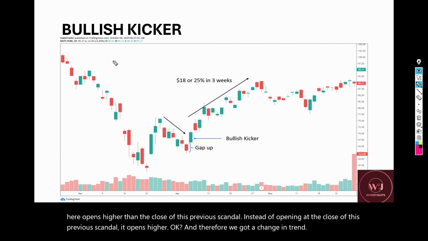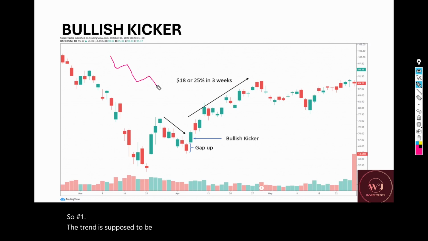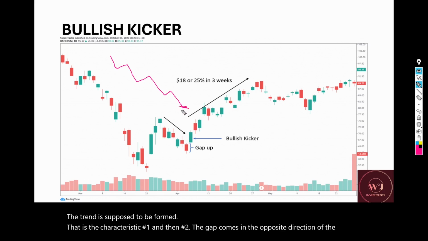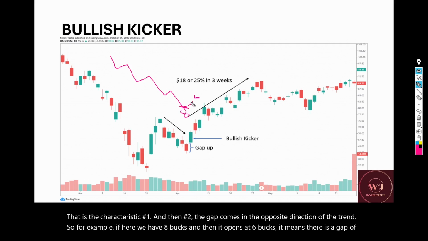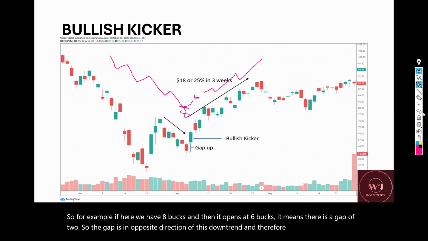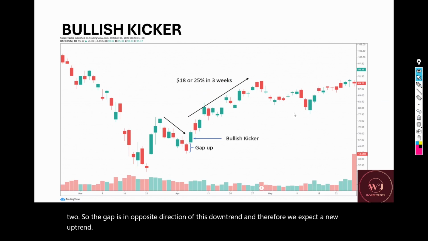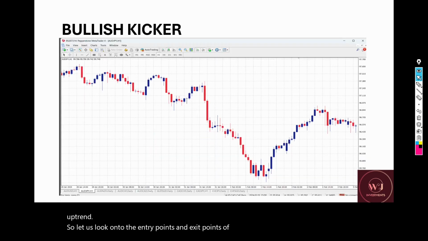So number one, the trend is supposed to be formed. That is the characteristic number one. And then number two, the gap comes in the opposite direction of the trend. So for example, if here we have $8 and then it opens at $6, it means there is a gap of 2. So the gap is in opposite direction of this downtrend, and therefore we expect a new uptrend. So let us look onto the entry points and the exit points of these kickers.